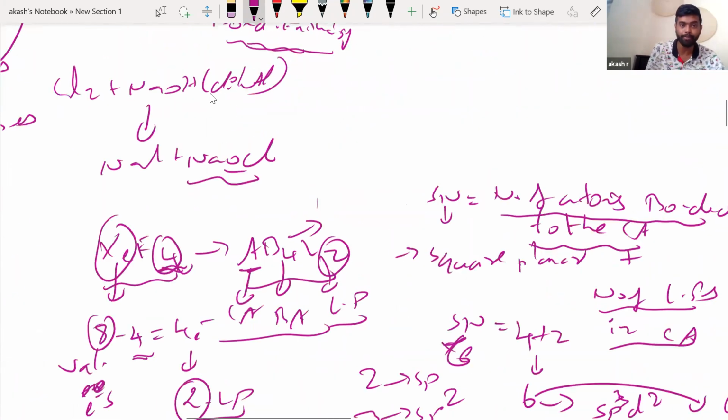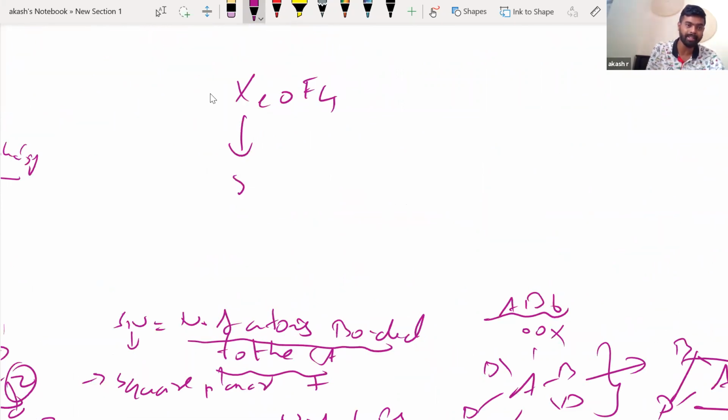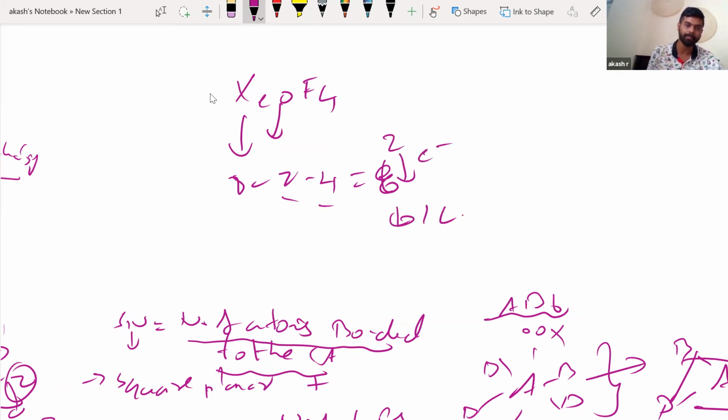Okay, XeOF4. Now you see again, this has 8 valence electrons. 2 electrons will go for oxygen, because I know oxygen forms double bonds. And 4 fluorine atoms, so each 1 electron, so totally it is 6, right? 8 minus 6, so total 2 electrons are left out, so 1 lone pair. Okay, 1 lone pair on xenon.